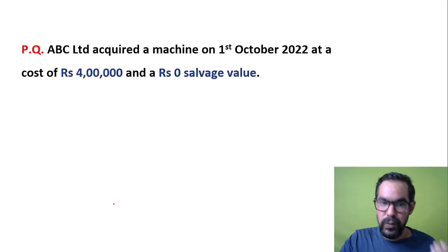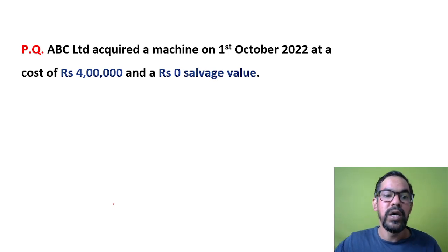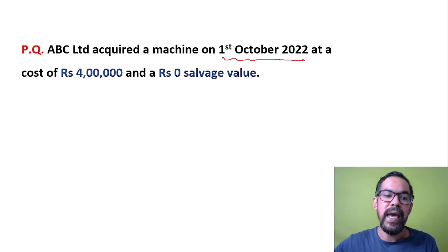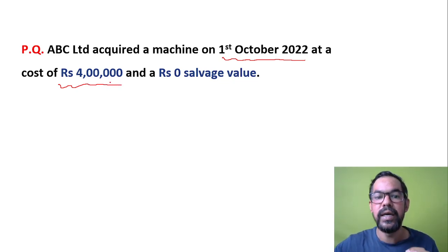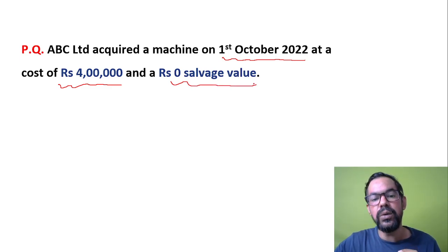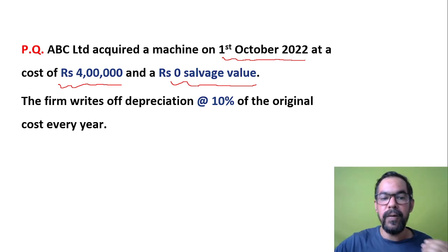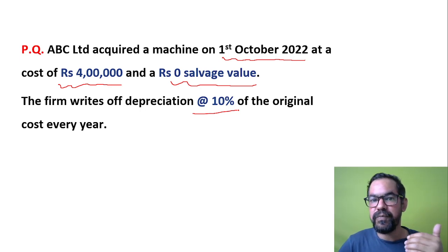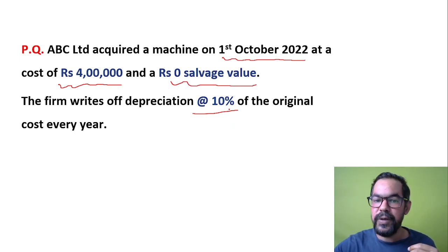Okay, now we'll solve one more question for the straight line method, which will give you more clarity. So there is a practice question. ABC Limited acquired a machine on 1st of October 2022 at a cost of 4 lakh rupees. Okay, so the cost of that particular asset is 4 lakh rupees, and the salvage value, scrap value, or residual value is 0 in this particular case. Now the next thing is the firm writes off depreciation at 10%. Here we do not have the age of that particular asset, but they mention the depreciation rate here.